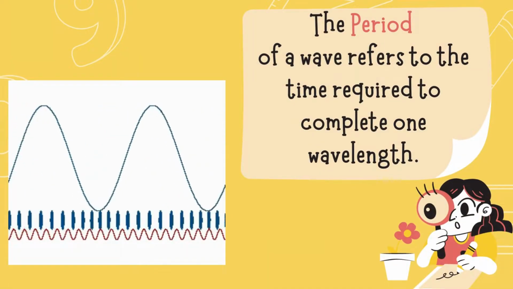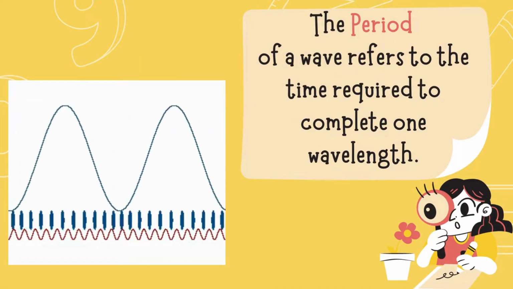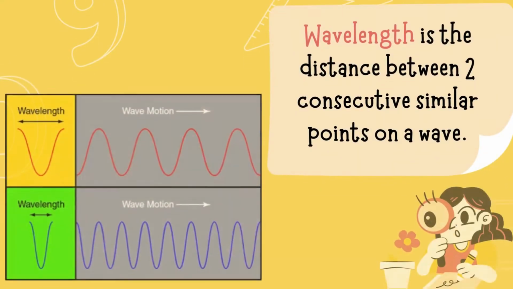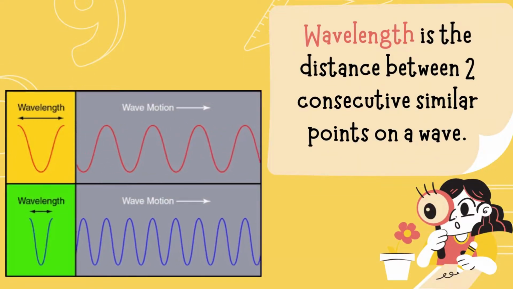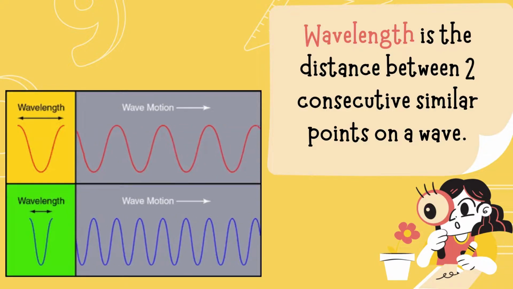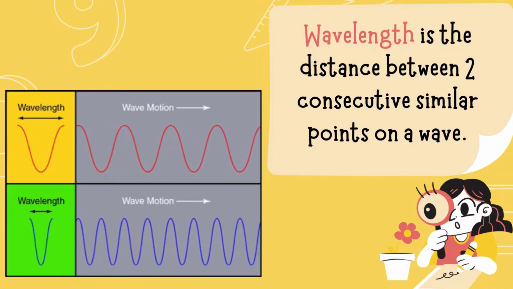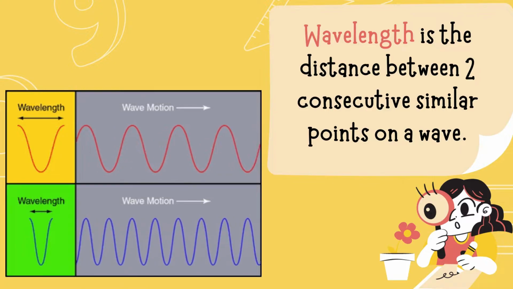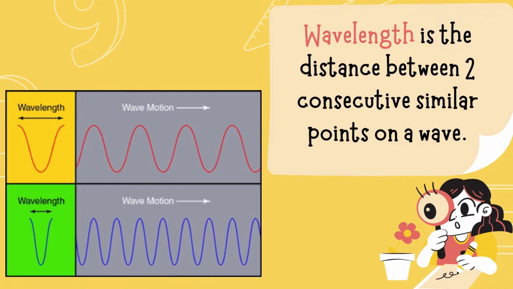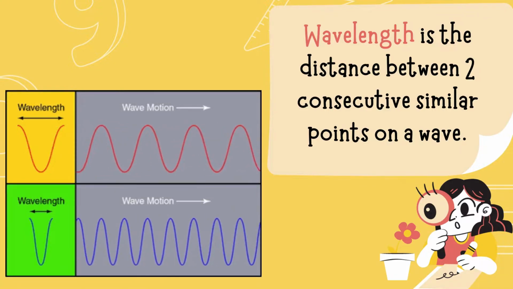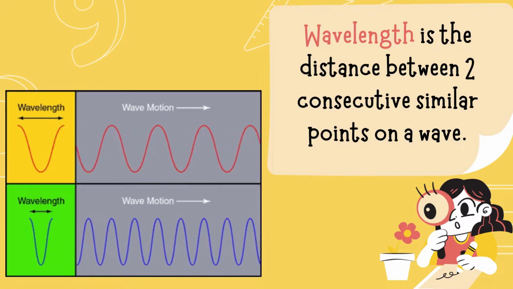The period of a wave refers to the time required to complete one wavelength. A wavelength is the distance between two consecutive similar points on a wave. It is the length between two adjacent crests, troughs, compression regions, or rarefaction regions.